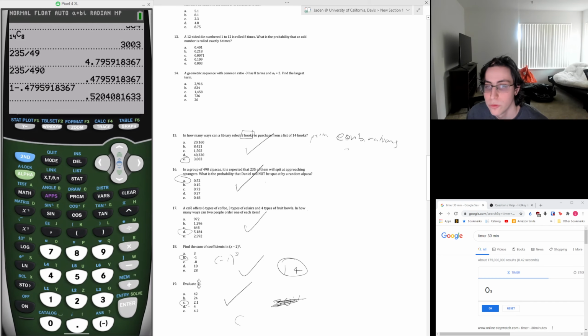Okay, in a group of 490 alpaca, 17. A cafe offers 6 types of coffee, 3 types of eclairs, and 4 types of food bowls. In how many ways can 2 people order one of each item?